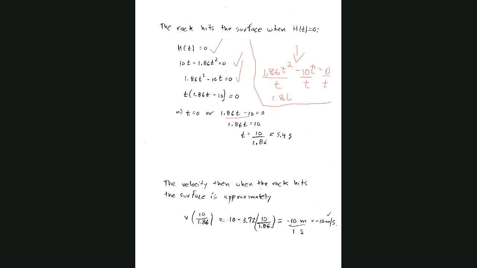But, of course, you're going to get 1.86t minus 10 equals 0. But what's the problem with that? Can't I solve 1.86t minus 10 equals 0 and get t equals 5.4 seconds approximately? Can I do that?